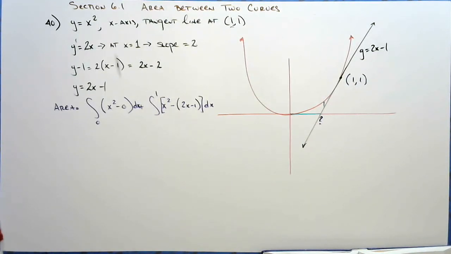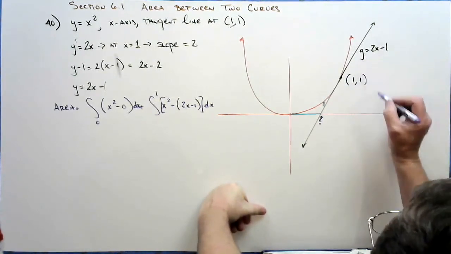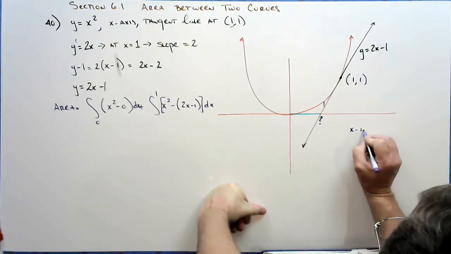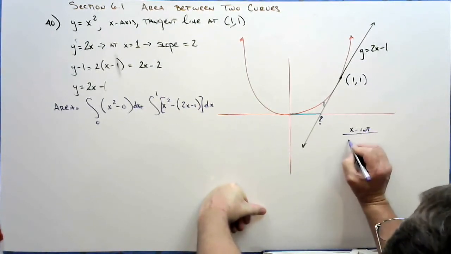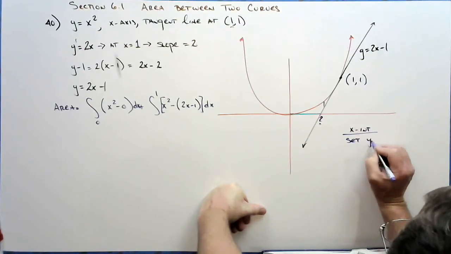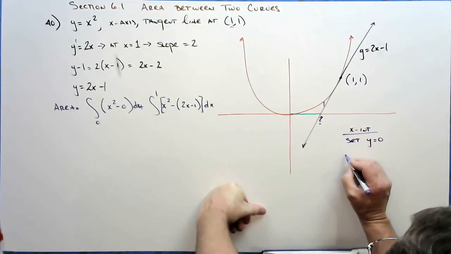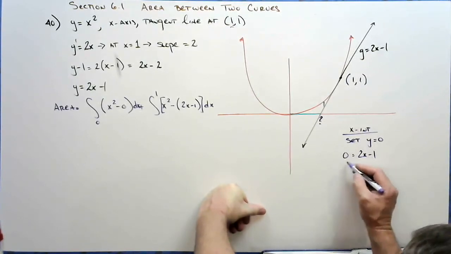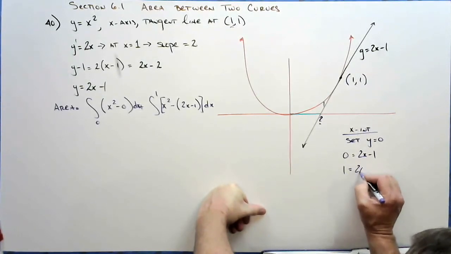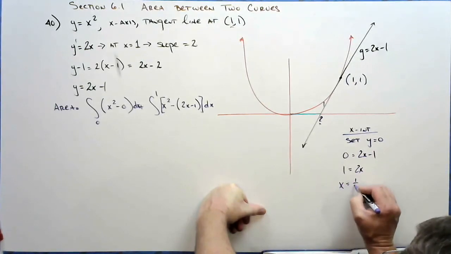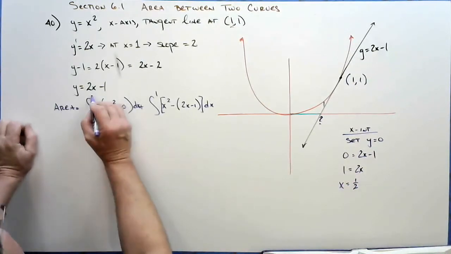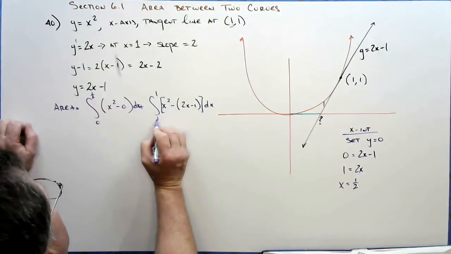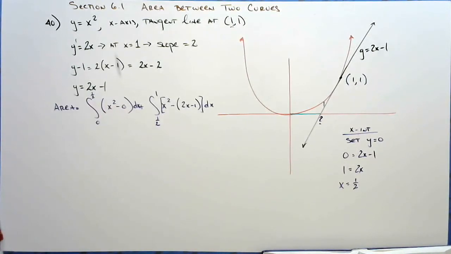So we need to know what's the x-intercept of this line. Well, to find an x-intercept, remember, we set y equal to 0. So we have 0 equals 2x minus 1. We bring the 1 over here, 1 equals 2x, and we get x equals 1/2. So those are our bounds. Now we just integrate, right? There's nothing left to do now but just do the work.